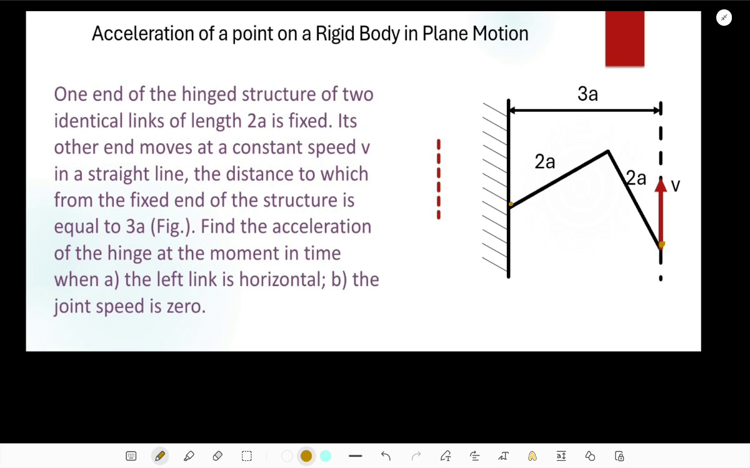The distance from the fixed end of the structure is equal to 2a. There is the distance 2a and this whole length is 4a. So both links are not going to be straight anytime. Find the acceleration of the hinge at the moment in time when the left link is horizontal and the joint speed is 0.